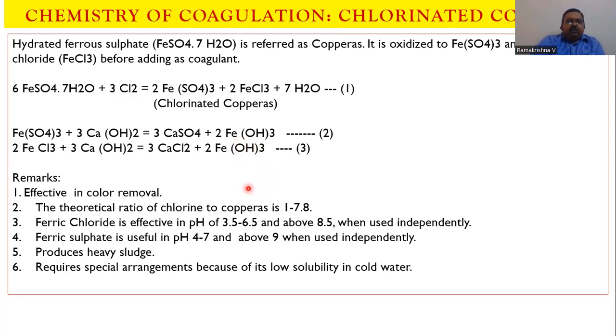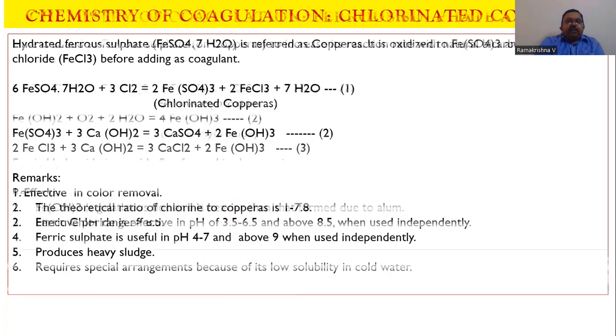Here, the only thing is we are adding ferric salts. The sludge is slightly heavy. And what you see is the ferric chloride is effective in the range of 3.5 to 6.5 and above 8.5, and can be used independently or in combination. Ferric sulfate is in the range of 4 to 7 and above 9. So here the raising or lowering of the pH is essential when you are adding this type of coagulants.